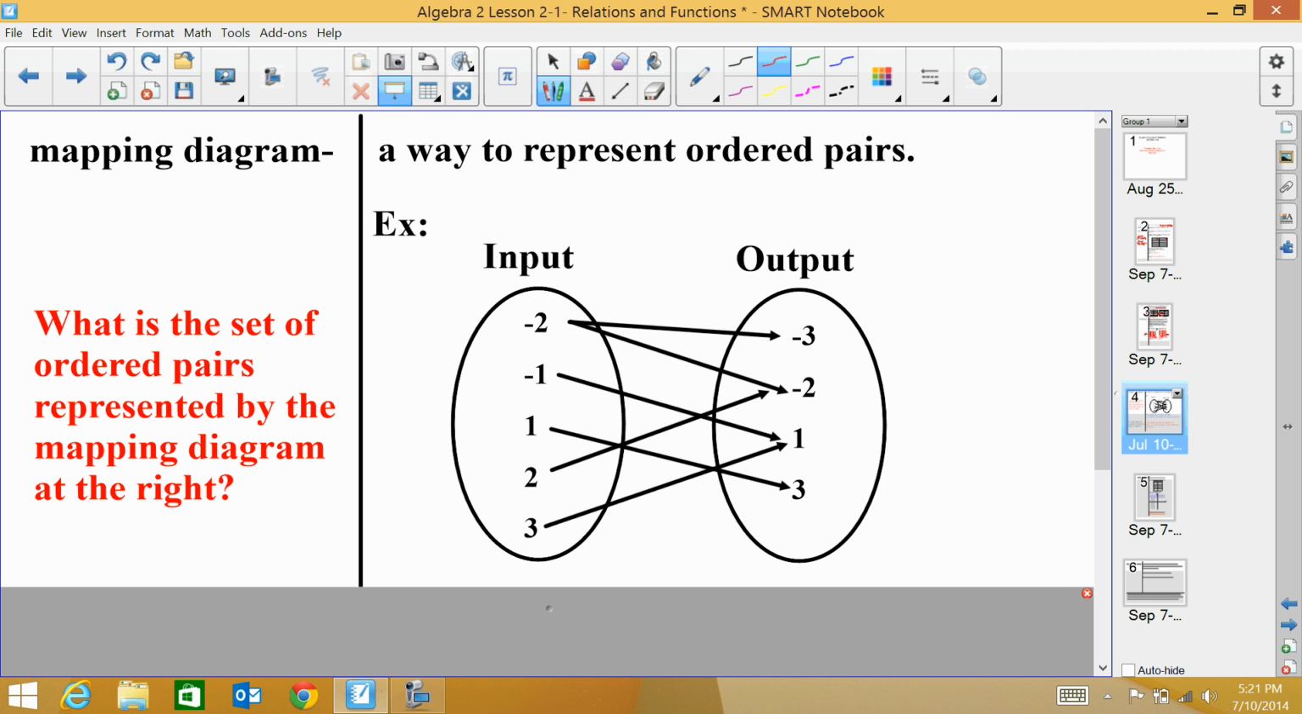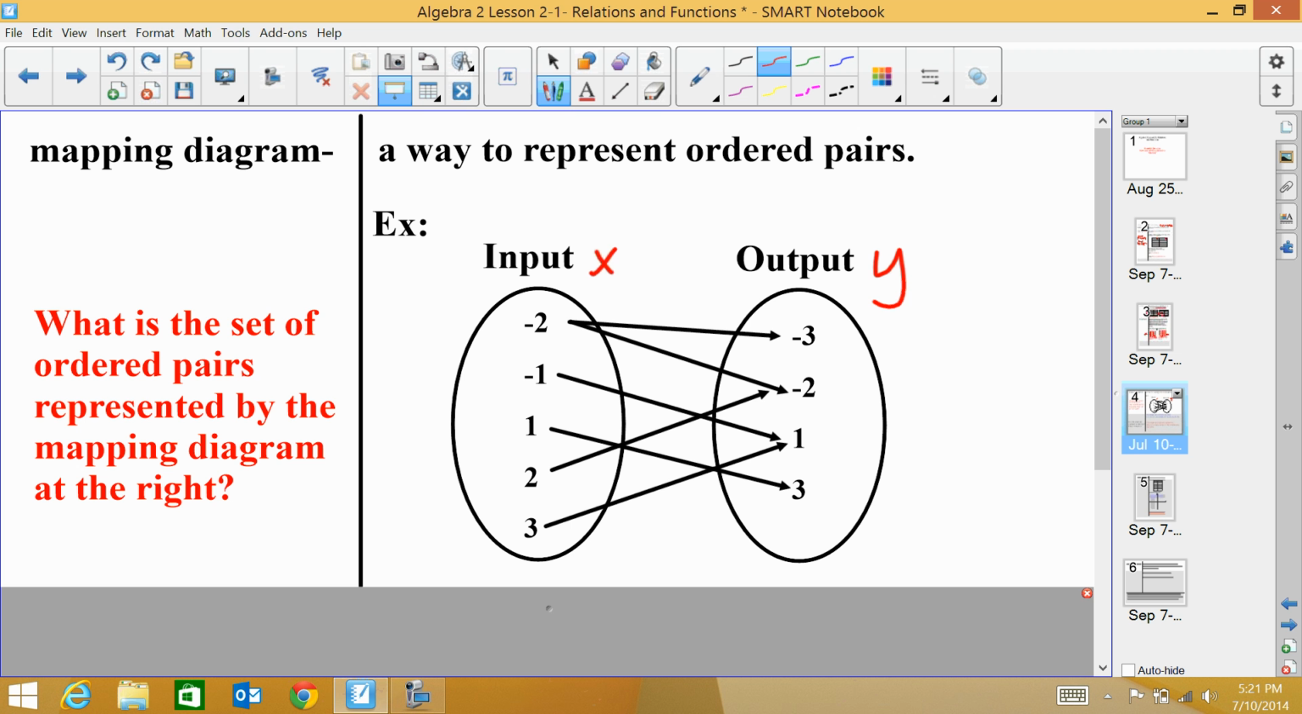Now, there's another way to represent ordered pairs called a mapping diagram, and it looks like this. It shows the input, which is like the x values, and the output, which is like the y values. So if we look at our question on the left side, it says, what is the set of ordered pairs represented by the mapping diagram at the right?